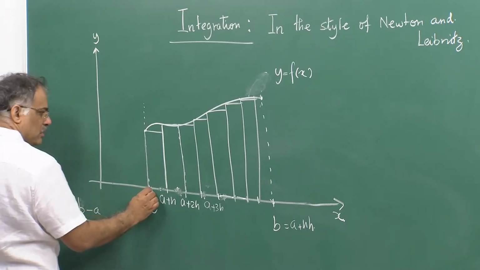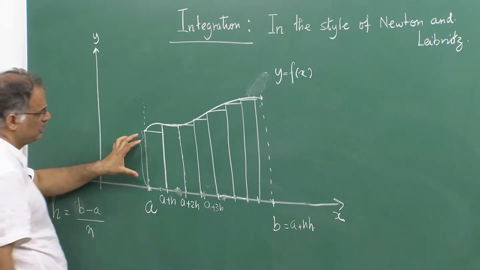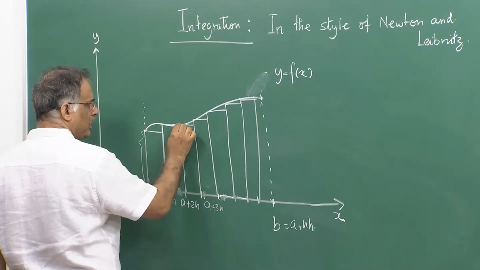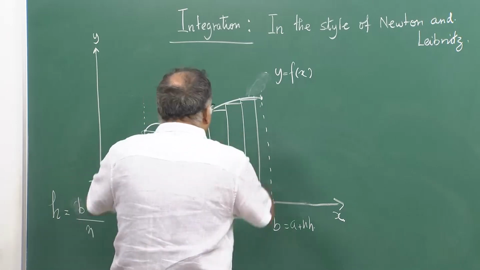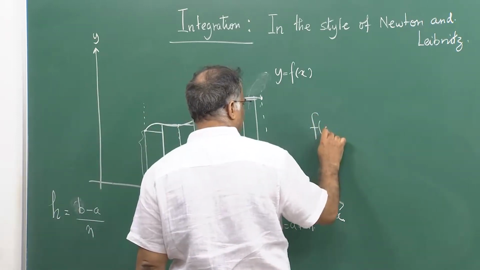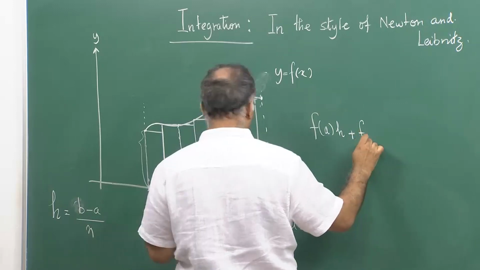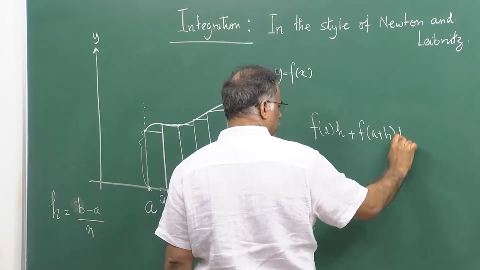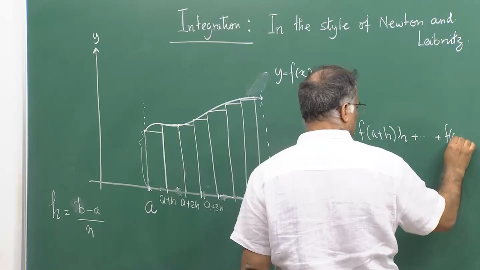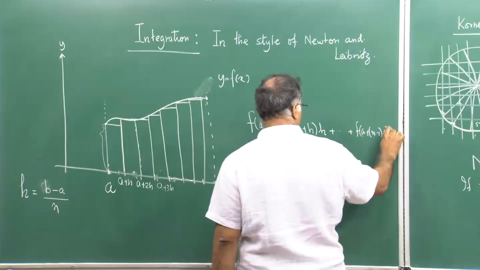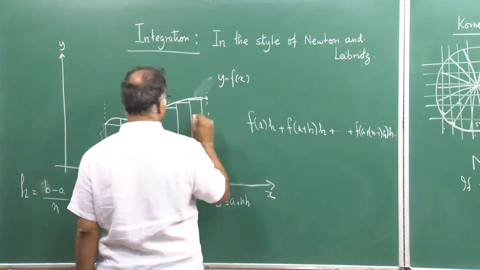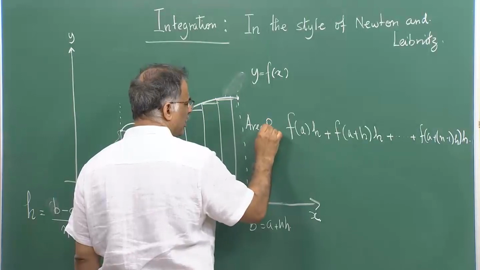Now, what is the height of this rectangle? It is f of a. What is the height of this rectangle? f of a plus h. What is the height of this rectangle? f of a plus 2h. So, when I club the areas, what do I have? I have f of a into h, plus f of a plus h into h, because these are all h, plus and so on up to f of a plus (n minus 1)h into h. So, this is my total rectangular region, which I call Rn, and the area of Rn is this.